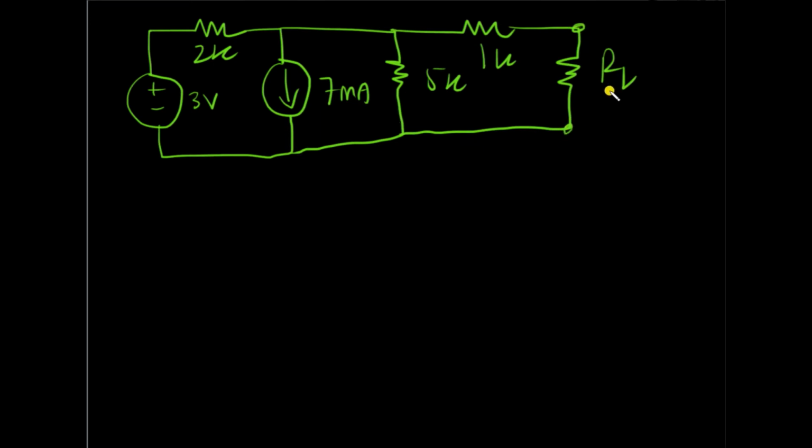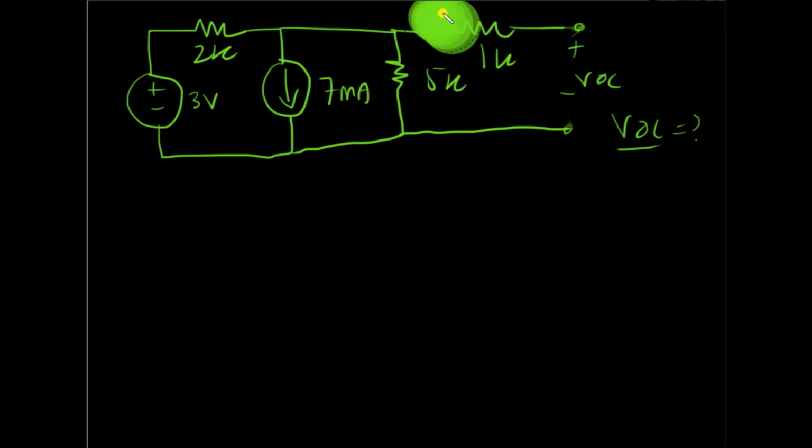The first thing is to find VOC, and for that I'll just open these two terminals and find this voltage here. To find it, I'll apply any circuit analysis tool we have learned. I'll just apply mesh analysis. One thing to remember is that the current through this branch would be zero because there is no resistor component here. So the only current flowing would be here, here, here, here, and then here. So I'll apply the mesh analysis.